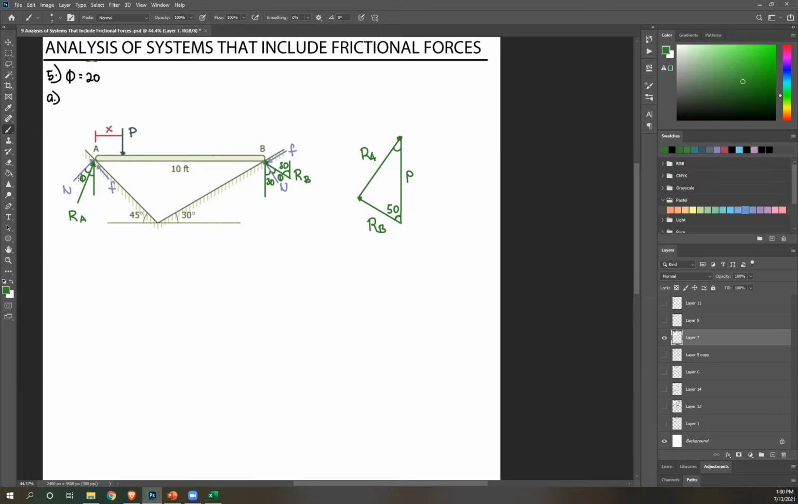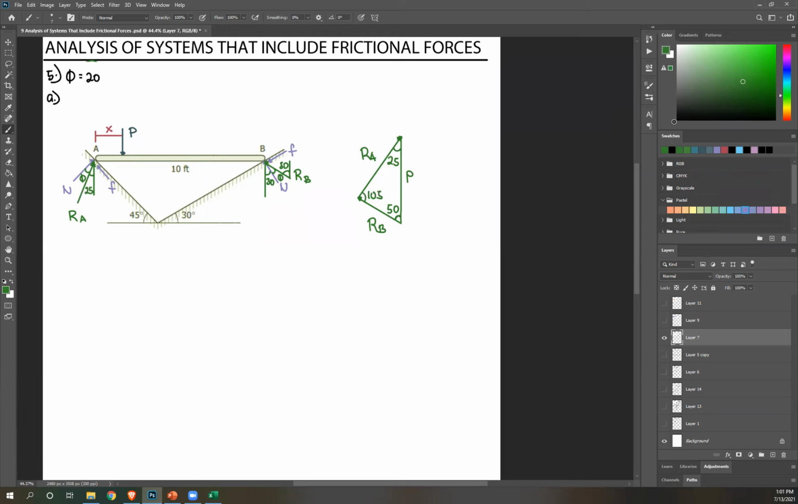Again, the angle between normal and a vertical line is the same as your slope. So therefore, this entire thing is 45. But again, phi is 20. So to get this, that's just 45 minus 20. So this is 25. And then to get the remaining angle, that's just 180 minus 20 minus 50. And that is 105.